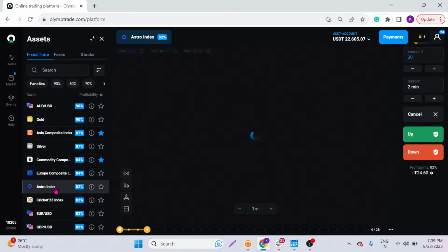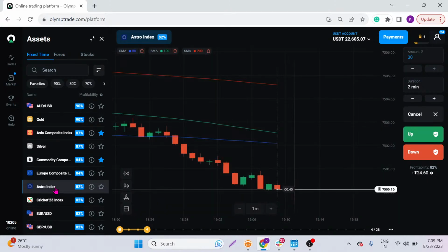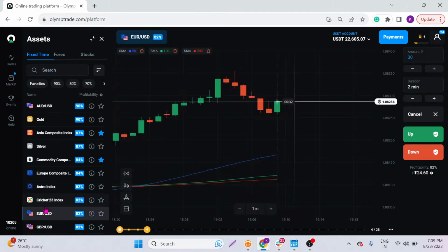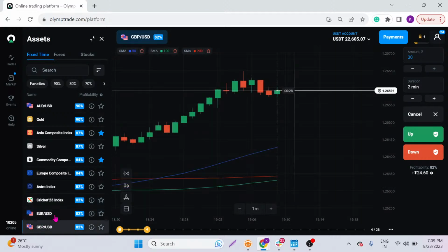Let's find some other assets. Let's see how it goes. I will keep looking for assets, and I'll suggest that you guys drop a comment and let me know which asset you want me to try on. So let me find some signals.